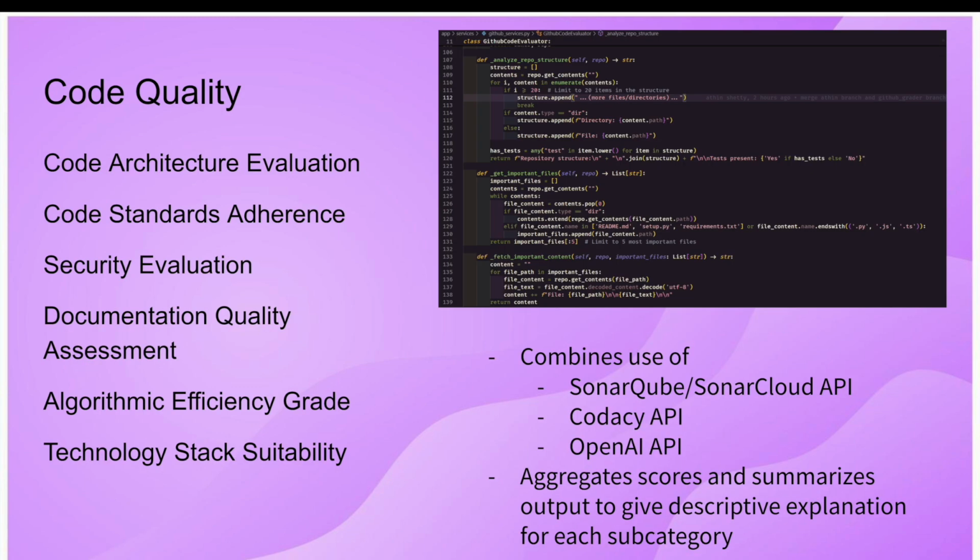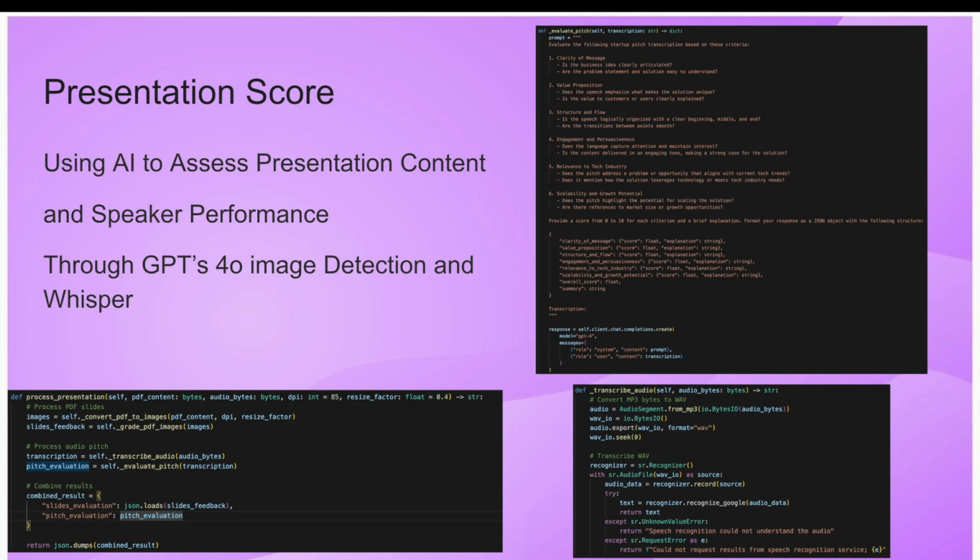So the code quality evaluation has a few parameters, mainly the architecture, how well it adheres to common coding standards, how secure it is, how documented it is, and how well tested it is. It uses a SonarQube and SonarCloud API, Codacy API, and OpenAI API. And then we have the presentation score, and we use AI to assess presentation content and speaker performance. This is through GPT-4o image detection and GPT's Whisper.